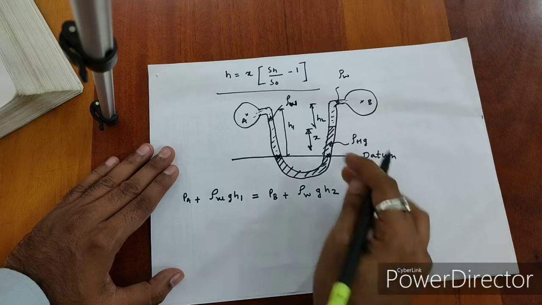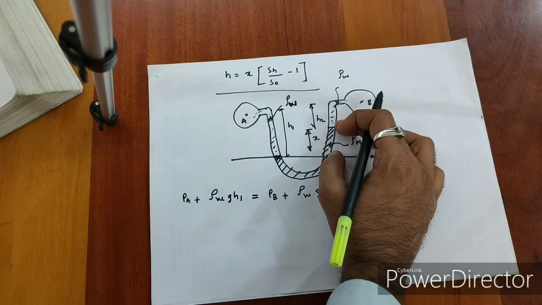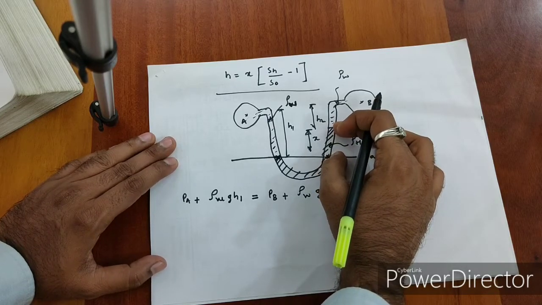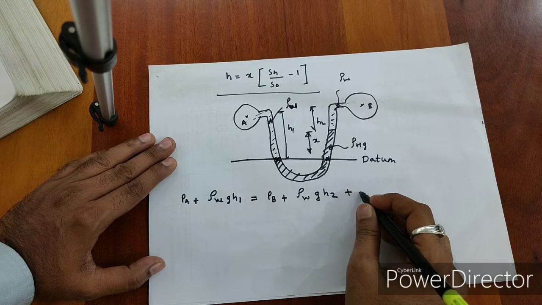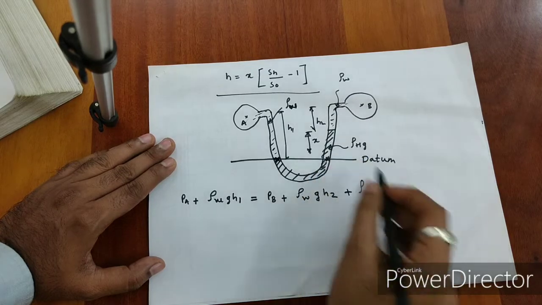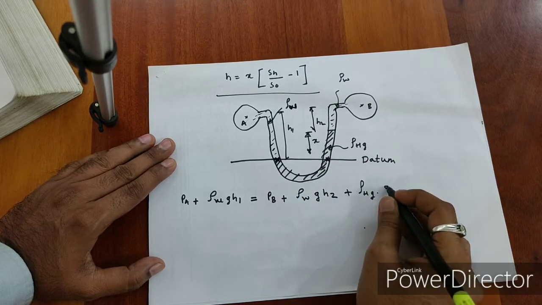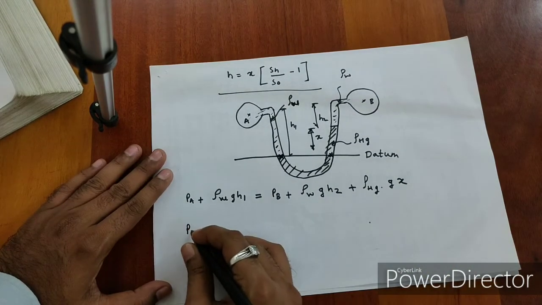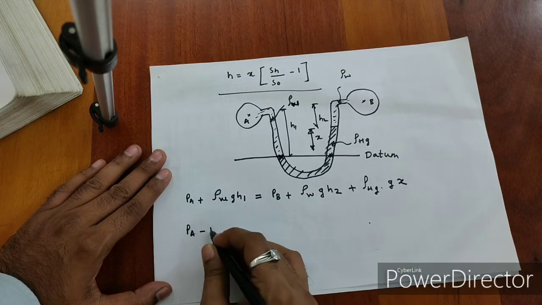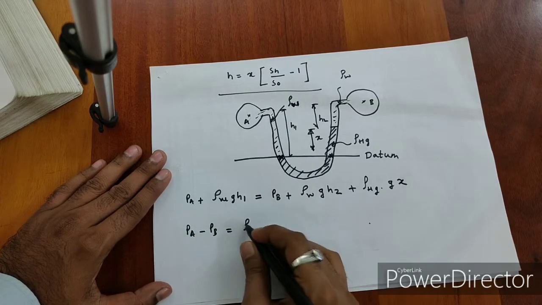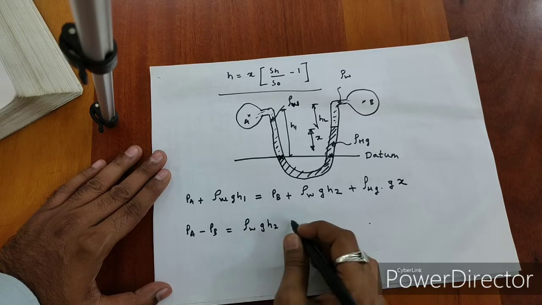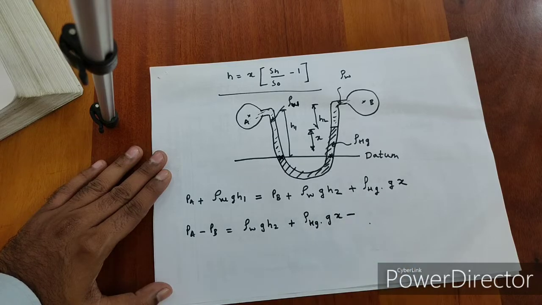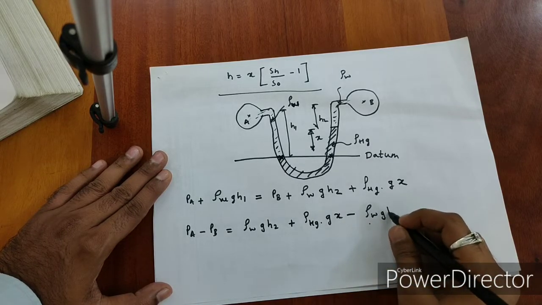Then you have the heavy liquid, mercury. The depth of the mercury here is x, plus rho Hg, because the density of mercury is rho Hg, g x. You can take PB on the left hand side: PA minus PB equals rho W G H2 plus rho Hg G x minus rho W G H1.